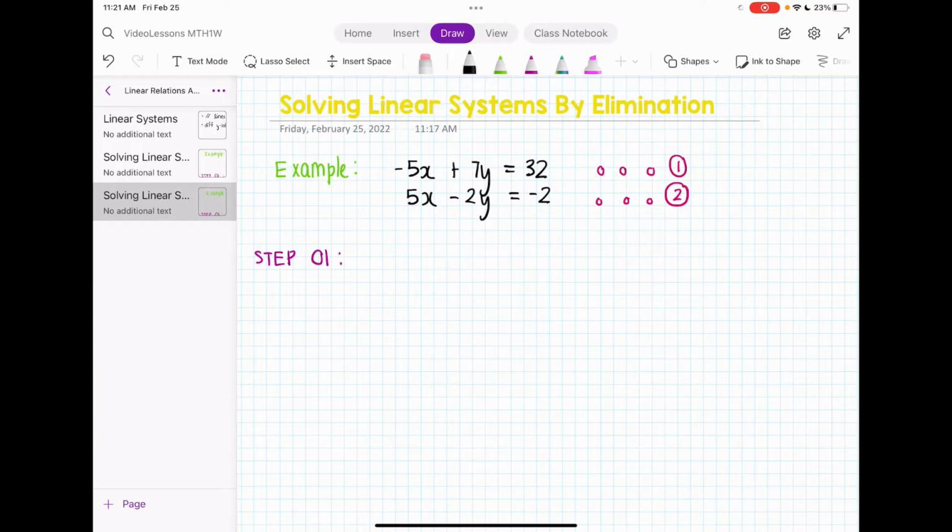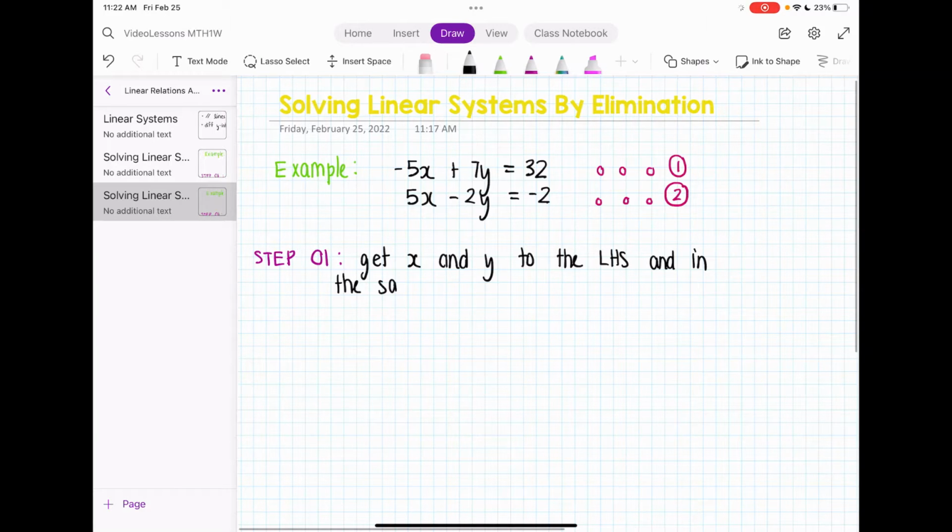Step one is you want x and y on the same side. So you want them on the left-hand side and in the same spot. Meaning if your x's are coming first, then they should be first in both equations, and then the second term should be y, or the other way around. That's what we mean by same spot.